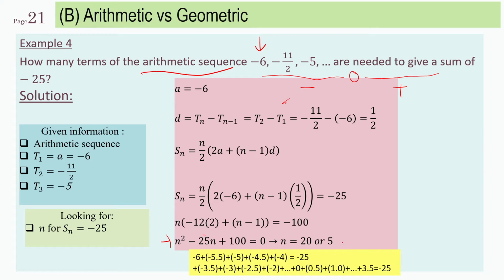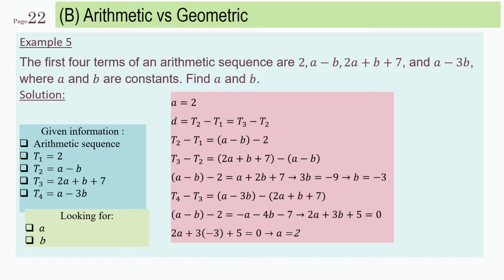So then you leave your answer because the question didn't say the first or the least term. There are certain questions saying what is the least term of the arithmetic sequence that is needed. If they ask for the least term, you give 5. But since this question didn't say anything, you just give both answers.